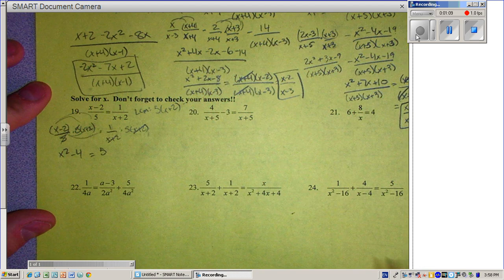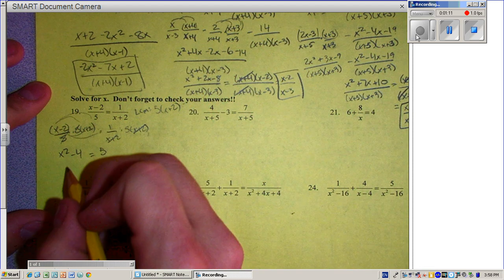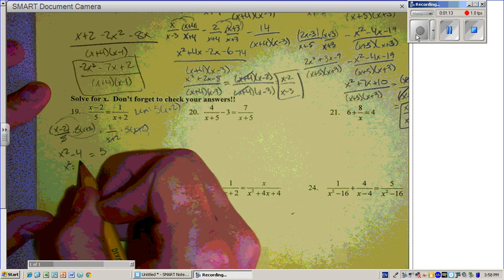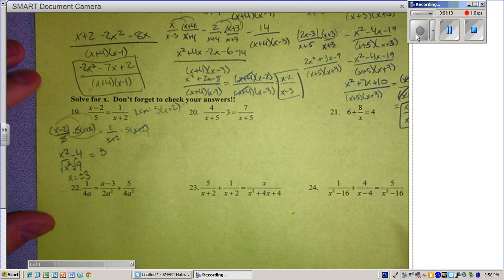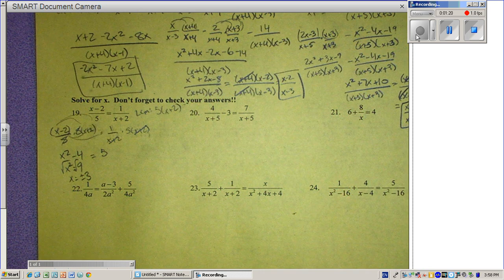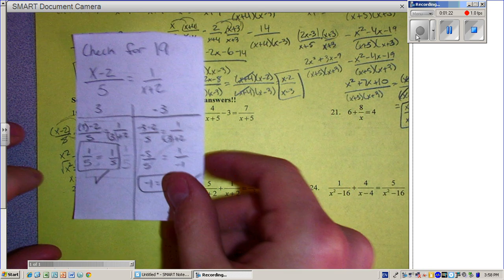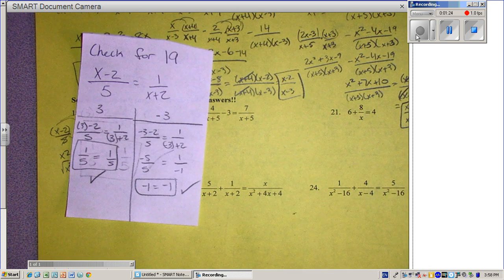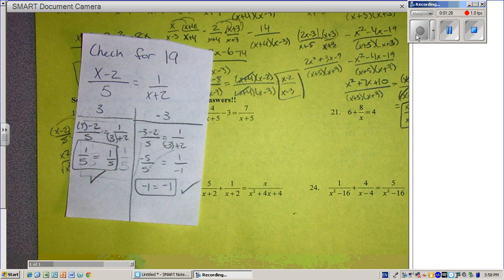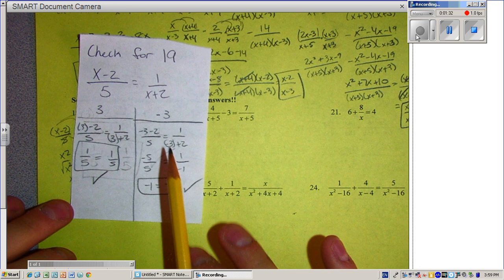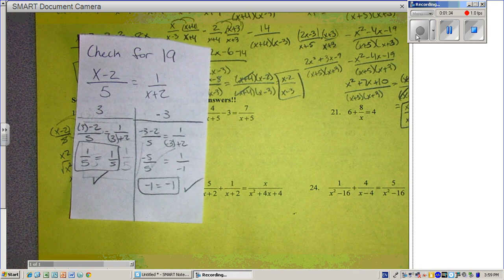Now I'm just going to solve for x. Add 4 to both sides. I get x squared equals 9. Take the square root of both sides. x equals plus or minus 3. So I have two answers to check. Here's how I checked. On the left side of this sheet, I substituted 3 in for x to see if it comes out to be true. And on the right side, I substituted negative 3 in for x to see if that came out to be a true statement. And both times, it did.